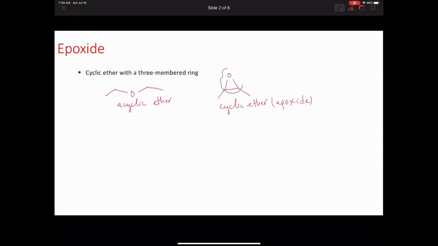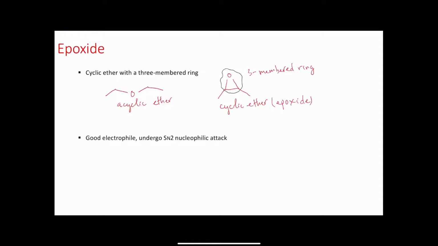So as you can see, we have a three-member ring here with one oxygen and two carbons. So we have a three-member ring. And the cyclic ether with a three-member ring, we call it epoxide. The most important property of epoxides is they are good electrophiles and they can undergo SN2 nucleophilic attack.